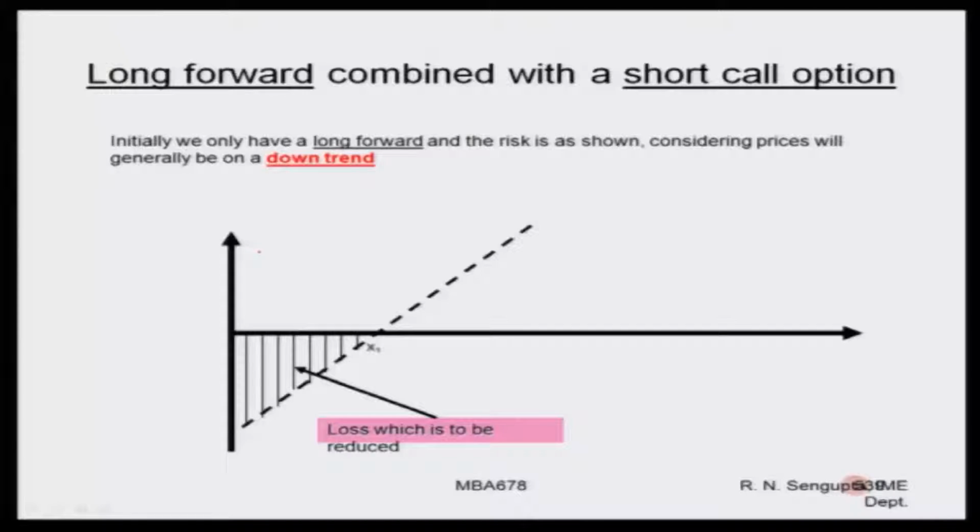So, again coming back to the pictorial concept. Initially, we have a long forward and the risk is as shown. So, what I am trying to make you understand is where the risk is and how you combine in order to reduce the risk. So, let us go step by step.